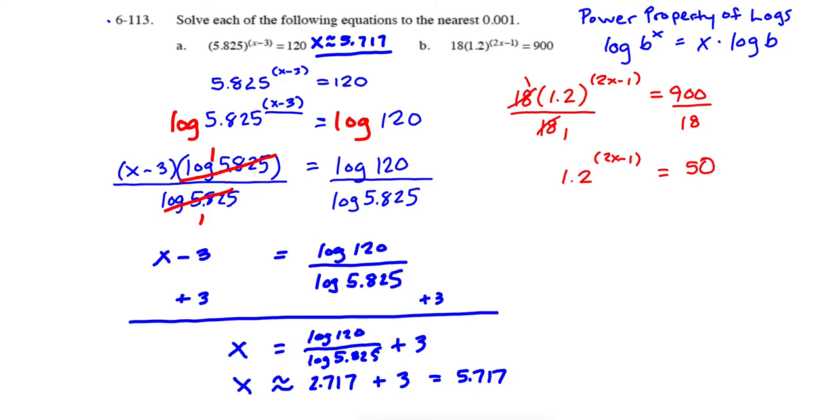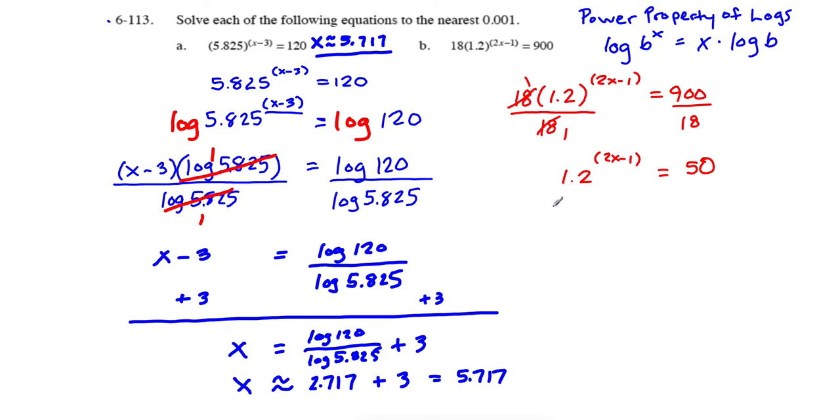And now that we have some base raised to a power here, and it equals 50, we can get our variable out of the exponent by doing what we just did. So let's go ahead and use the power property of logs. Let's take the log of each side here.